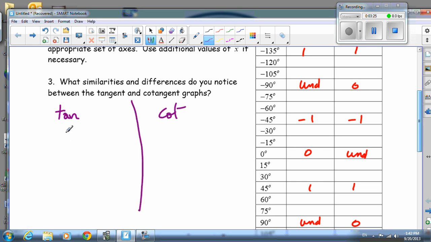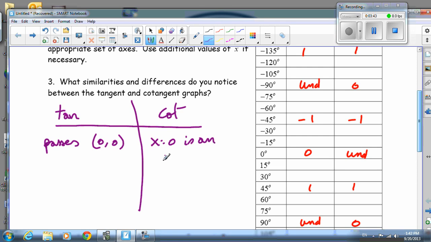You mentioned this in class already. The tangent will pass the point 0, 0, meaning the origin. Compared to the cotangent, we have x equals 0 as an asymptote. The other main difference is the fact that tangent is always increasing, while cotangent is decreasing.